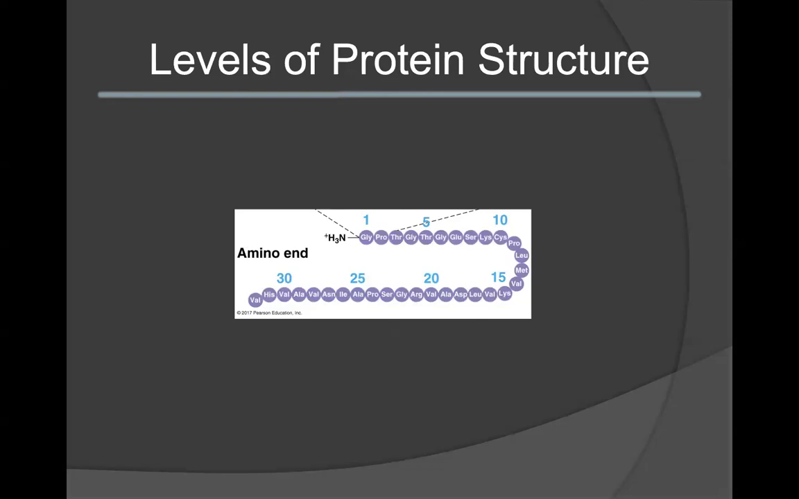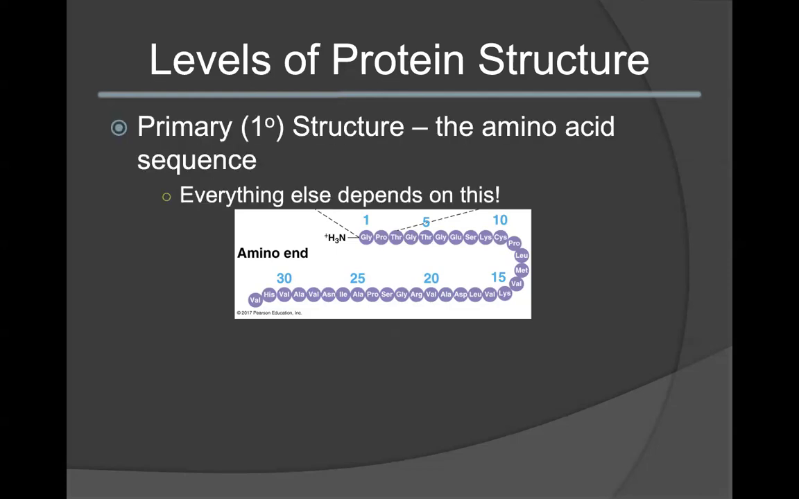Let's take a look at protein structure. There are 4 different levels of protein structure. What's important to note is that the primary, secondary, and tertiary level of a protein will be consistent. However, not all proteins achieve a quaternary or 4th level of structure.